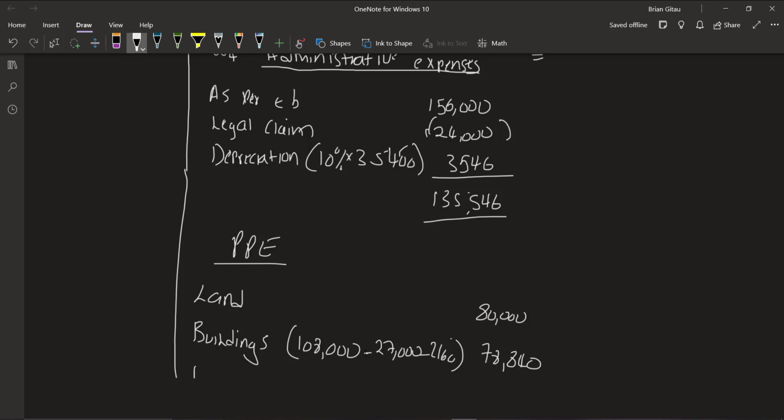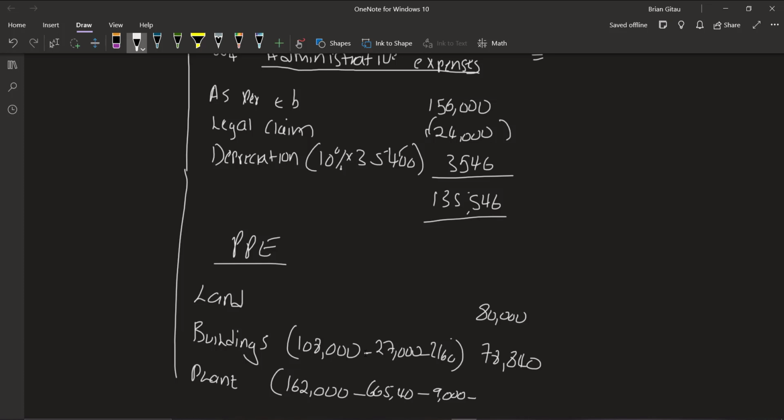Next we have plant. For plant, we have the cost of plant was 162,000. The accumulated depreciation was 66,540. We also have the disposed plant. The disposed plant, we had done some working. The NBV was 9,000, so we just less the NBV of 9,000.